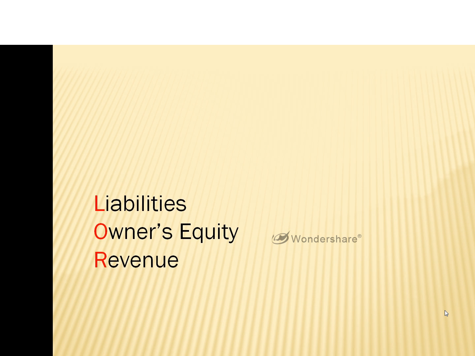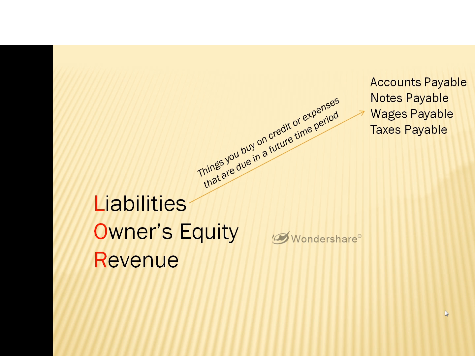Now we're on to liabilities, owner's equity, and revenue. Liabilities are things that you buy on credit or expenses that you are going to pay in the future. Some examples would be accounts payable, notes payable, wages you owe to employees at a future time, or taxes that you owe to the government at a future time.